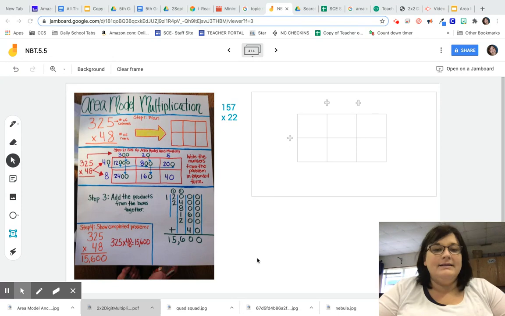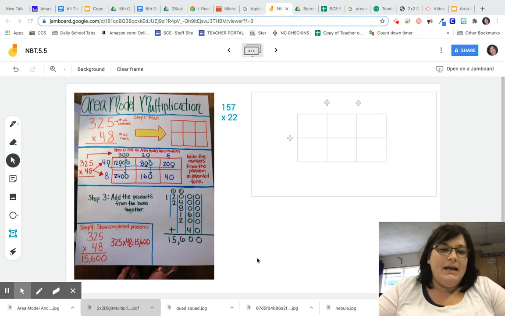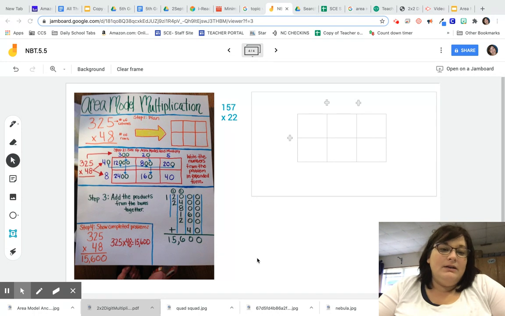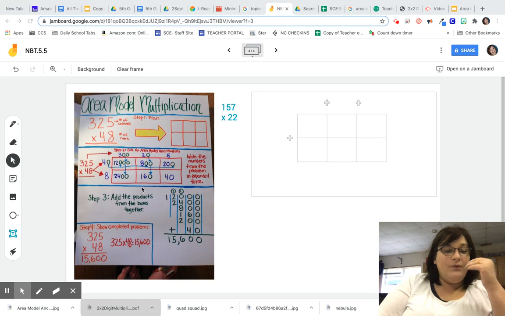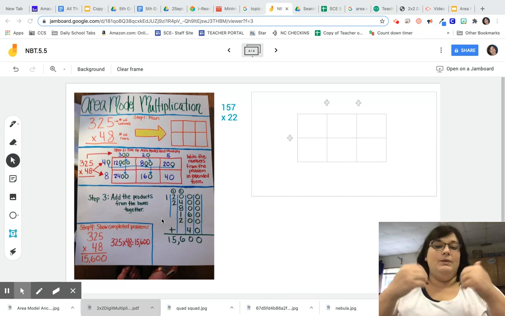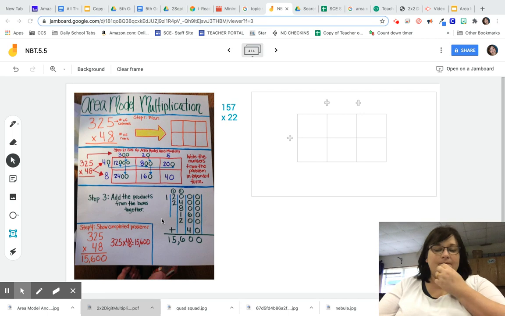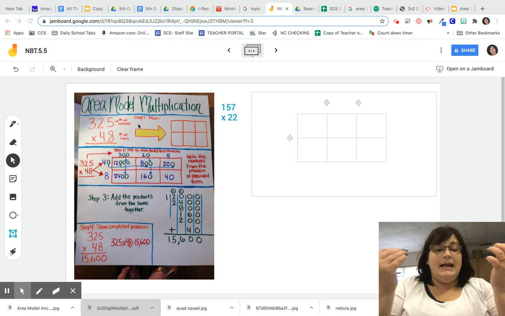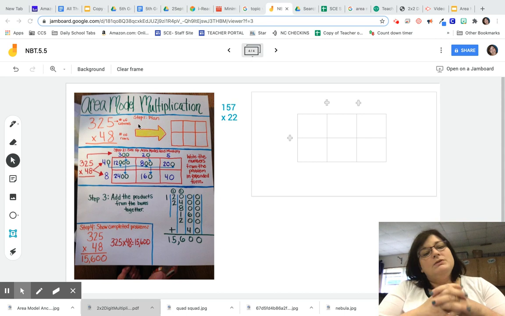On the left-hand side of your screen, you'll see an anchor chart, and it is describing the area model of multiplication. Now, you will see there are 4 different steps to this type of multiplication, and this is to help us understand how multiplication works with our place value. So let's take a look at step 1. You have your problem here, and step 1 wants you to plan out your plan of attack, how you're going to multiply this out.